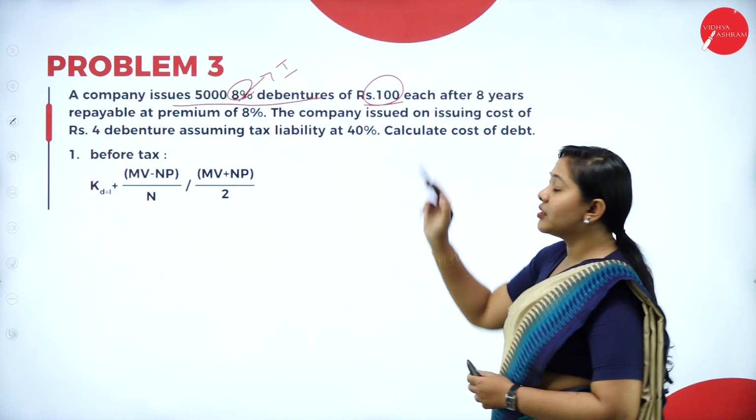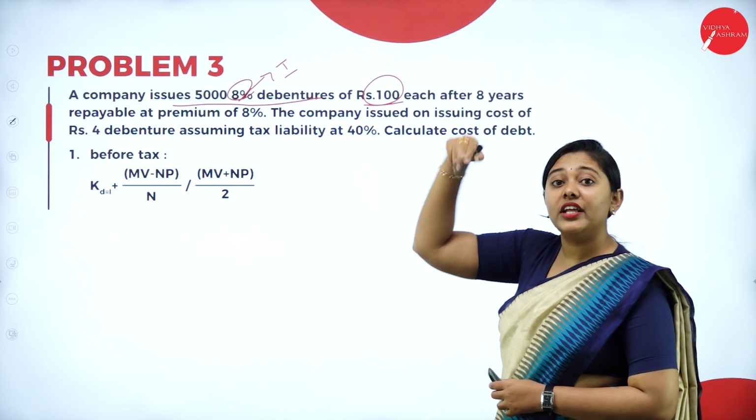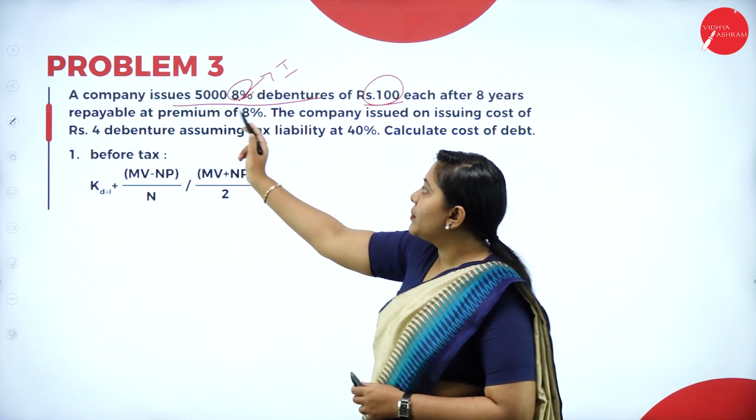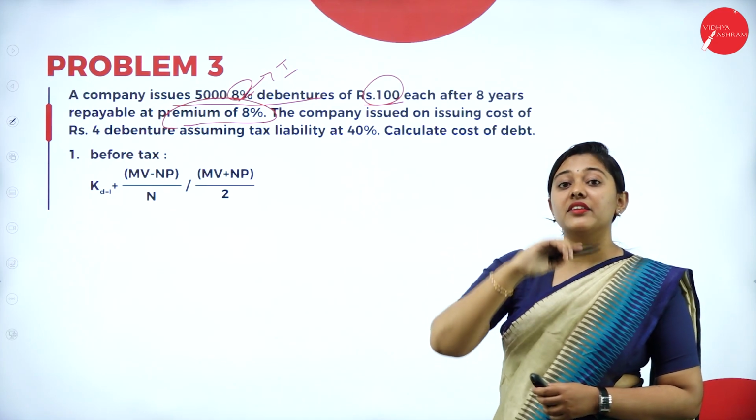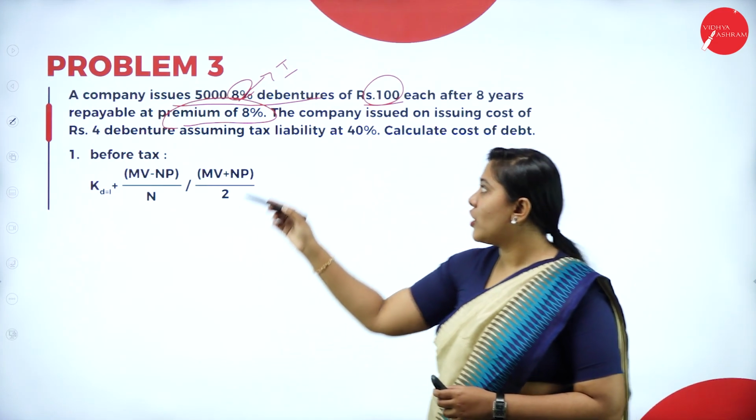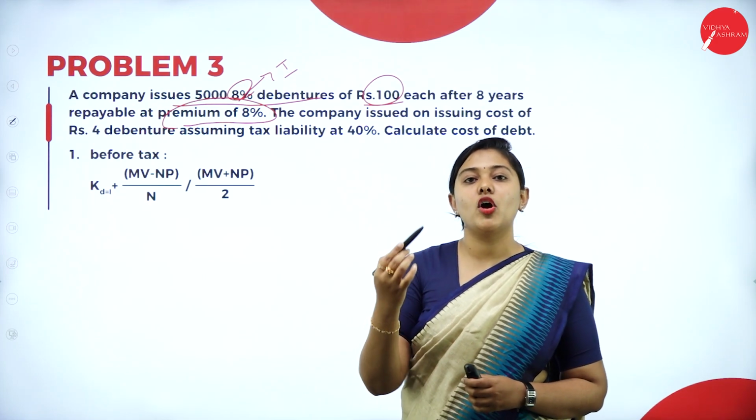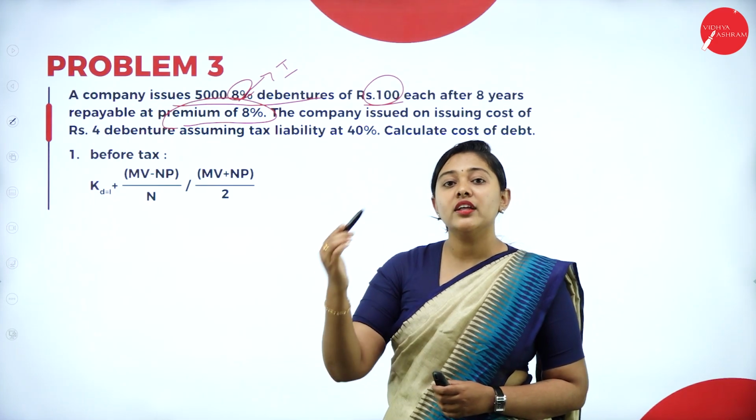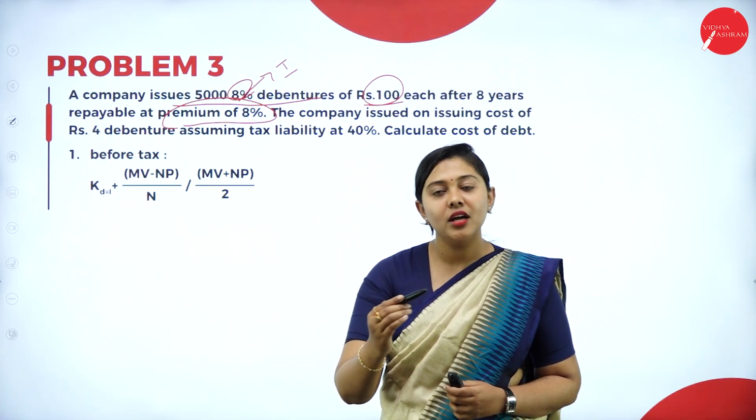8%. And what is the net proceeds? We have 100 rupees each after 8 years, repayable at a premium. So the company is issuing at par but redeeming at a premium of how many percent? 8%. So the maturity value will be 108 rupees, because after 8 years we are redeeming at a premium, not at par.